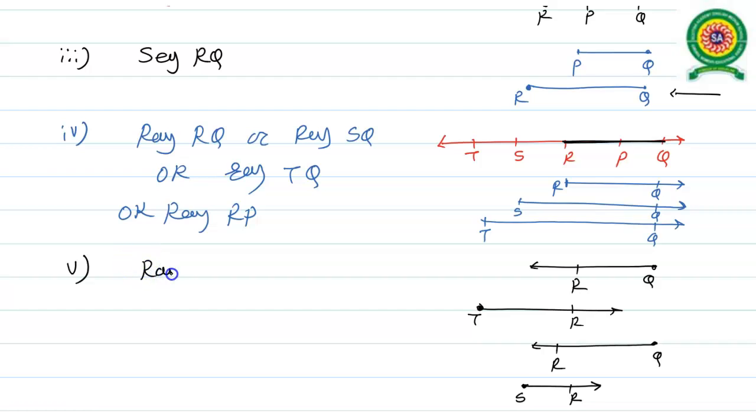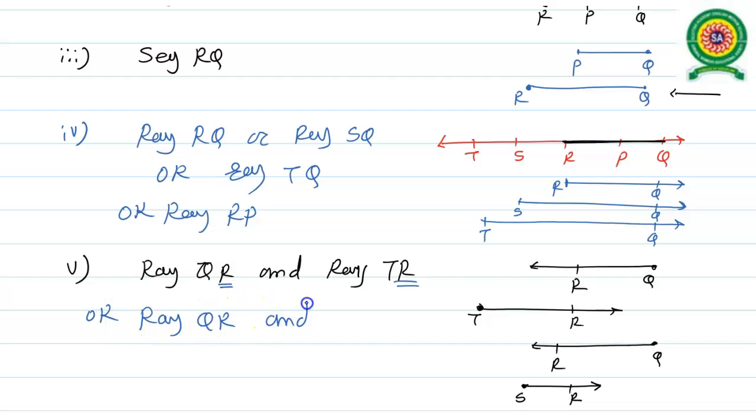Here I am writing the first combination: ray QR and ray TR. Both have the end point R, and they are directed in opposite directions. One is towards right, the other is towards left. Next combination: ray QR and ray SR. Both have R as the end point and they are directed in opposite directions. One is towards left, the other is towards right.